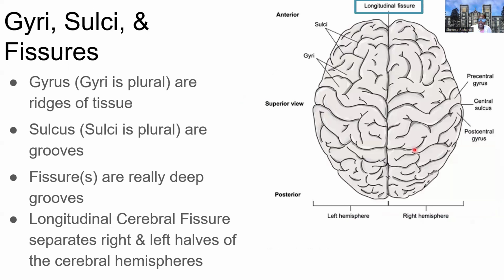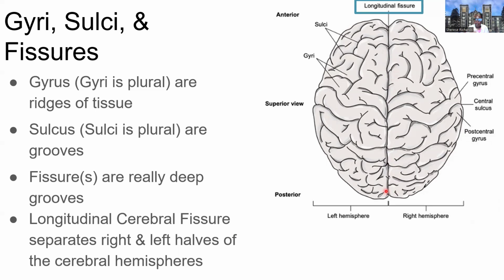Let's look at some of the sulci, gyri, and bigger or deeper sulci, which we call fissures. So gyri are the ridges that are created from these depressions or grooves. Sulci are the grooves themselves, right, that create these depressions. And then fissures are the really deep grooves like the longitudinal fissure. So the longitudinal fissure is where we find the falx cerebri.